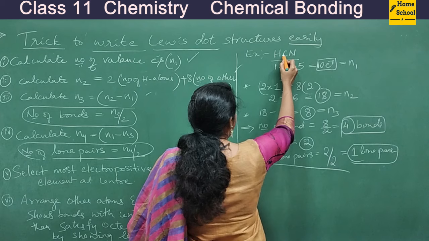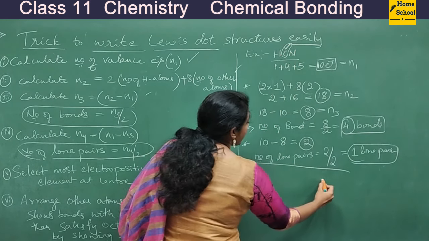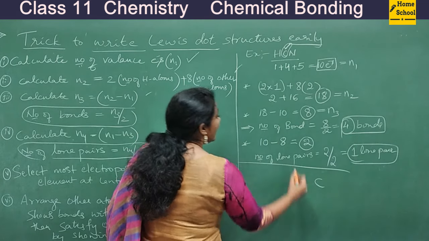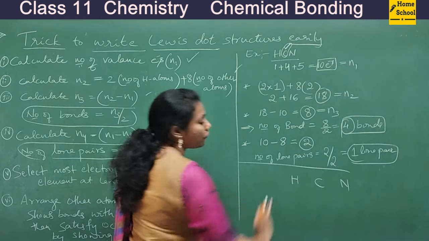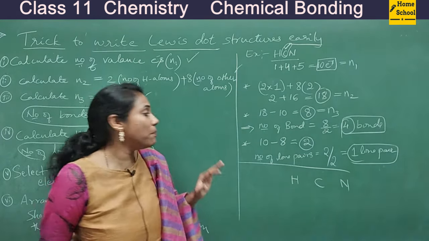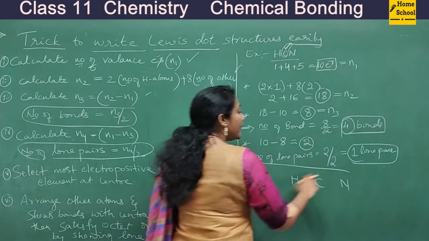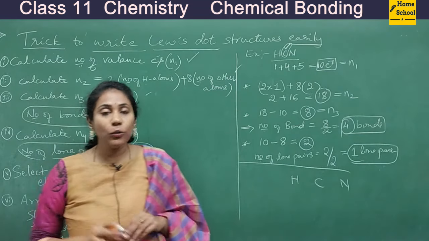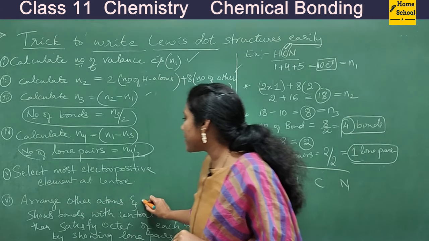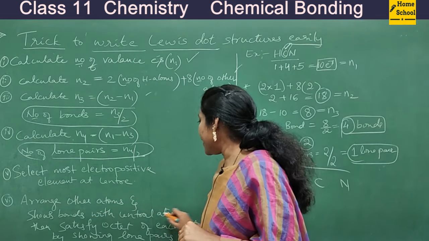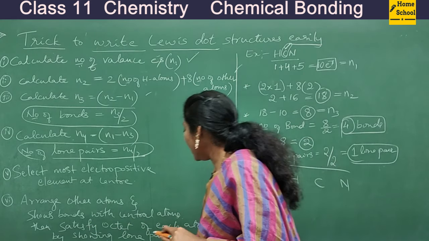So hydrogen, carbon, nitrogen. The most electropositive element is carbon here. So carbon I will write at the center. Remaining 2 elements I will write onto either side of carbon. This is most important: the electropositive element you have to write at the center, and the remaining 2 elements you can write on the sides. Okay, next, arrange other atoms and show bonds with the central atom. Then satisfy the octet of each atom by showing lone pairs.